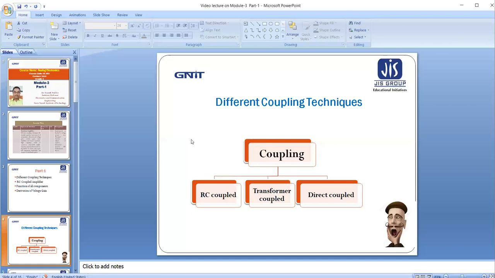That means if we couple the previous stage output to the next stage input, then there is an easy way for this transmission. Now that coupling will be of three types. One is RC coupled, second one is transformer coupled, third one is direct coupled. Let us introduce these three couplings one by one in the next slides.